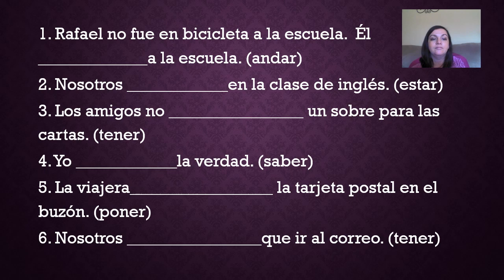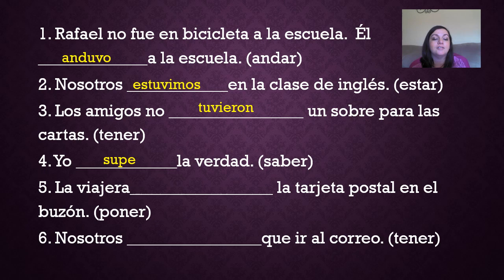For number 1, you should have had anduvo, because your subject is Rafael. Number 2, you should have estuvimos, because it's nosotros. Number 3, you should have tuvieron, because your subject is los amigos. Number 4, the yo form of saber is supe. So supe, I found out, supe.